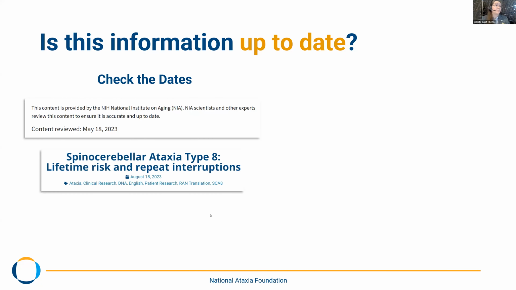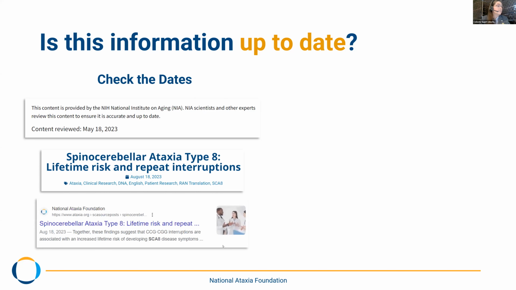Here's an example from our website for an article that we posted about spinocerebellar ataxia type 8, a recent research paper that was published, and we did a summary of it. And this was published back in August. And then actually, sometimes if you look through Google and you're trying to find information that's more blog post formatted or news article formatted, you can see here in the corner the date that article was first published online. In this case, it's the same article as the one here from the NAF website, showing that it was published on August 18th, 2023.